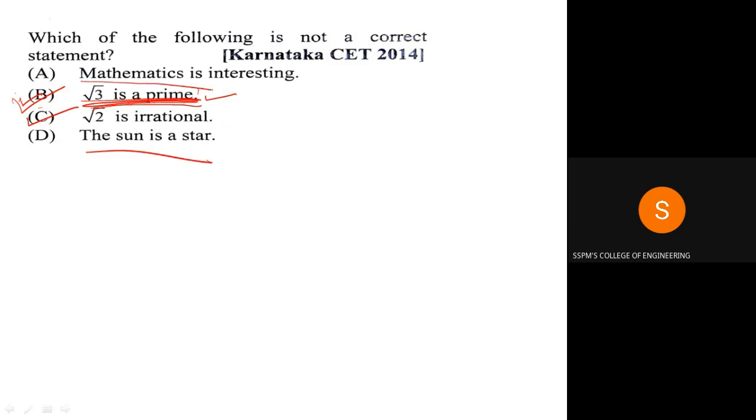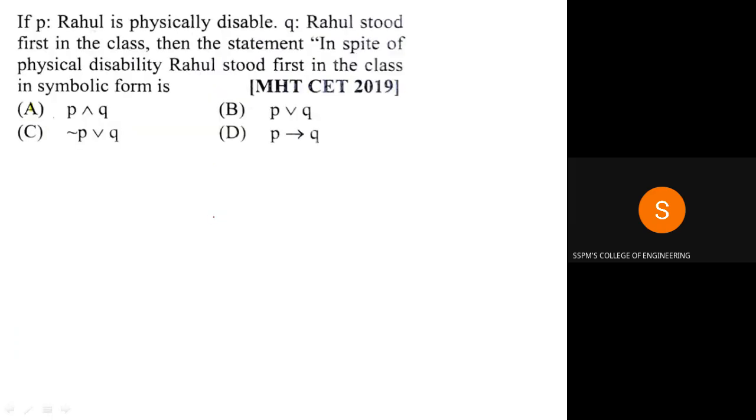But mathematics is interesting is not a statement. Why is it not a statement? Few may say mathematics is interesting. Few may deny it. So this cannot be a statement. So what is the correct answer here? A is the correct answer. Next example.